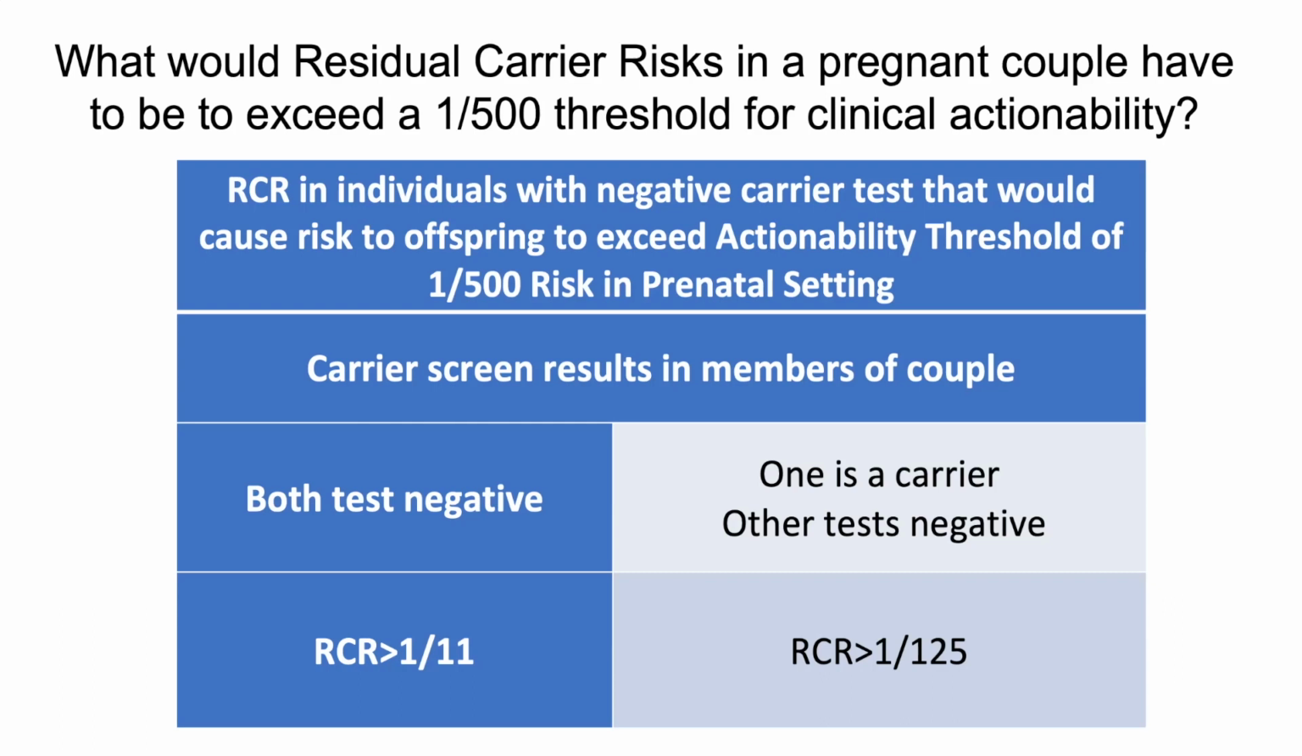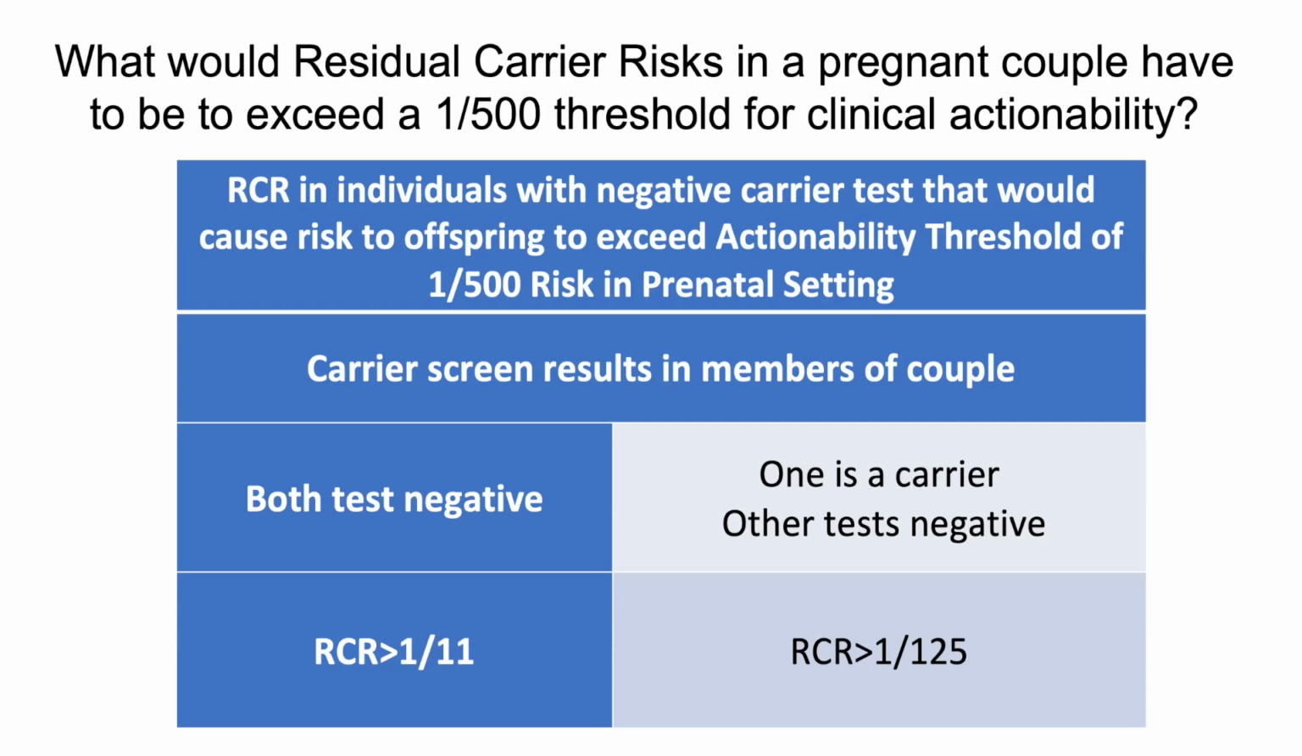If both members of the couple test negative and therefore have some residual carrier risk, in order for their residual carrier risk to trigger a prenatal diagnostic test, it would have to be greater than 1 in 11. And there simply are no residual carrier risks greater than 1 in 11 when you do sequencing of these genes. Of that, I think we can be quite confident. That number is very, very high. And we knock the residual carrier risk way down below that.